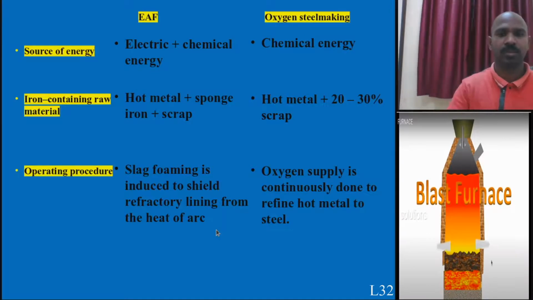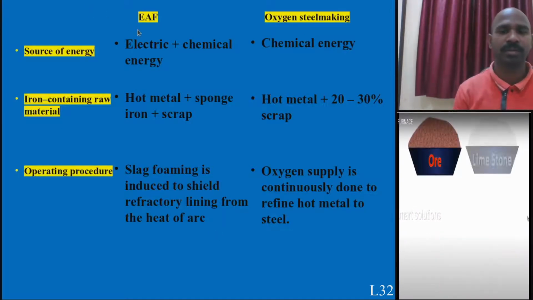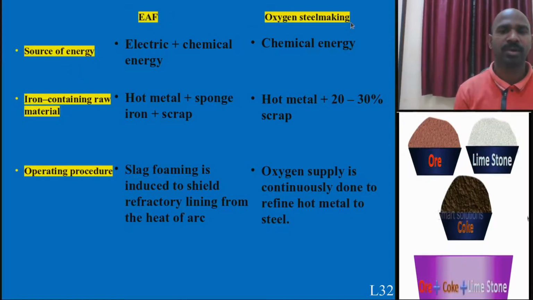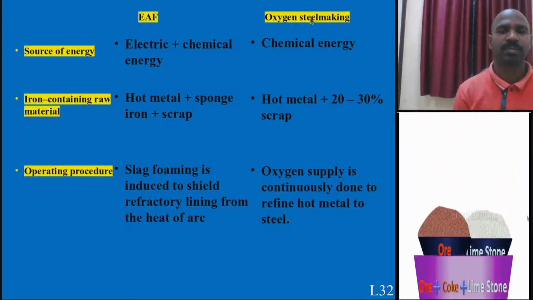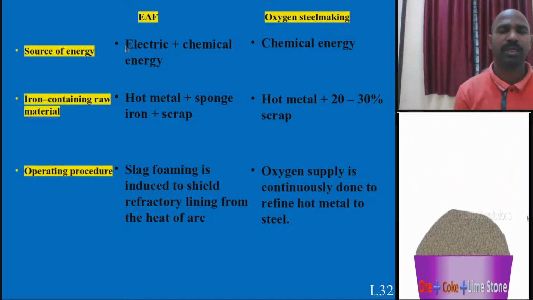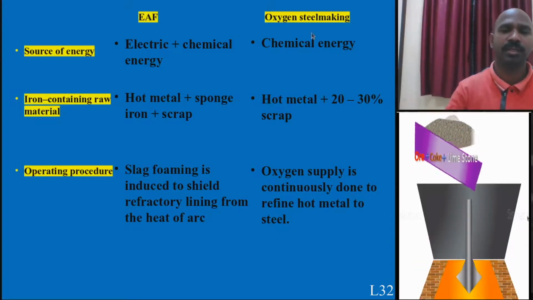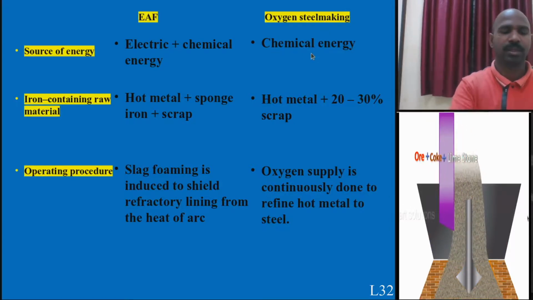And finally, the conclusion about the electric arc furnace: what is the source of energy used in the electric arc furnace, compared with oxygen steel making such as LD converter steel making? The source of energy in the case of EAF is electrical energy and chemical energy. In the case of oxygen steel making, it is chemical energy.